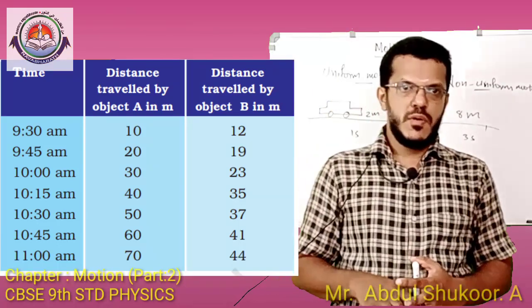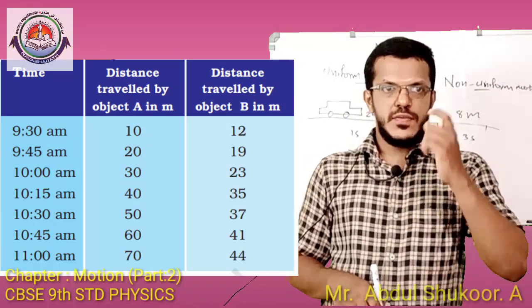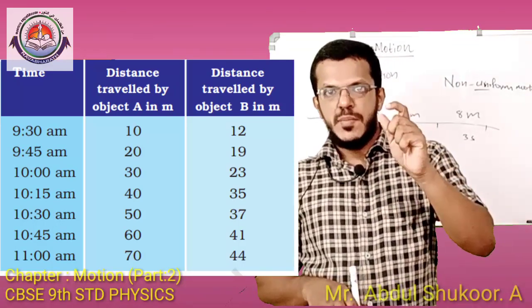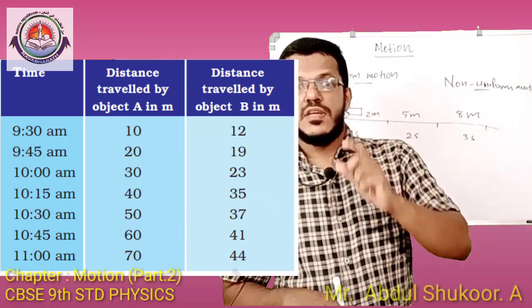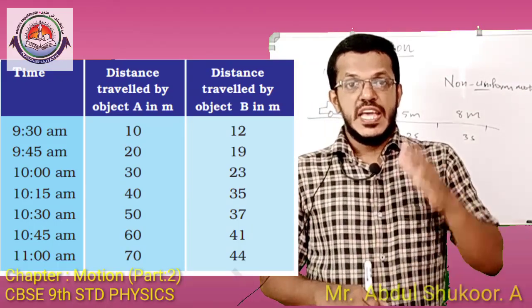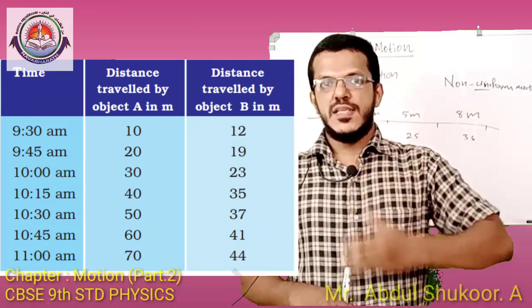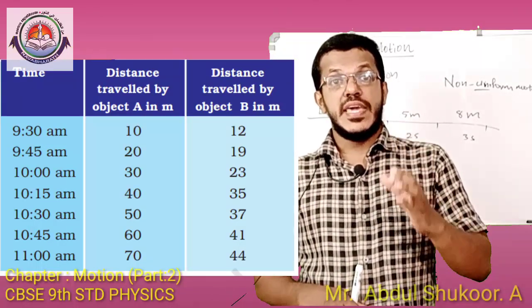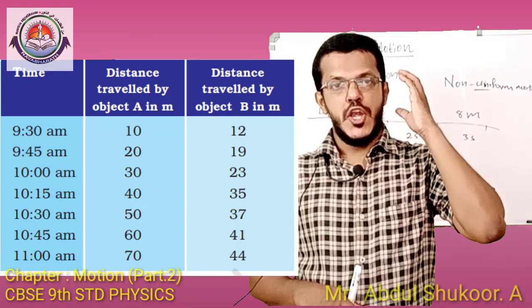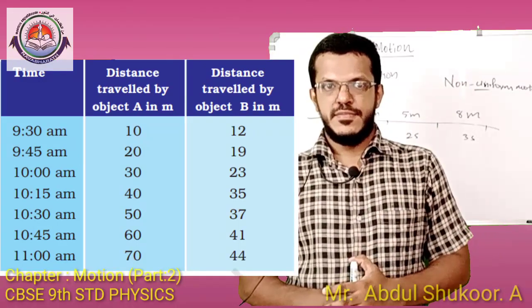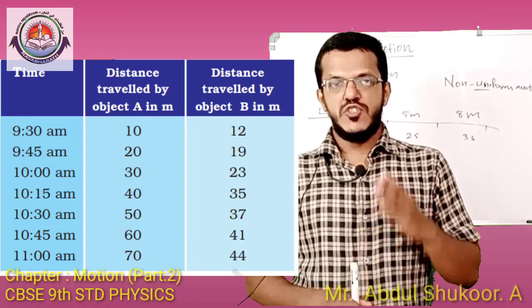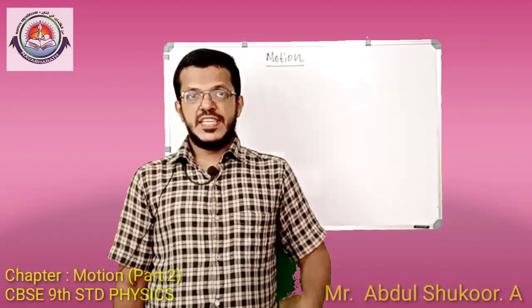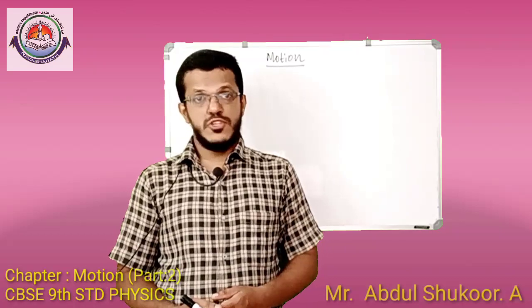In the case of object B, the first is 12 meters, then 19 meters, 23, 35, 37, 41, 44 meters. That means object B covers unequal distances in equal intervals of time. So we can say that object B is in non-uniform motion. Okay, can you understand what is uniform motion and non-uniform motion? Yes. Okay, next topic.